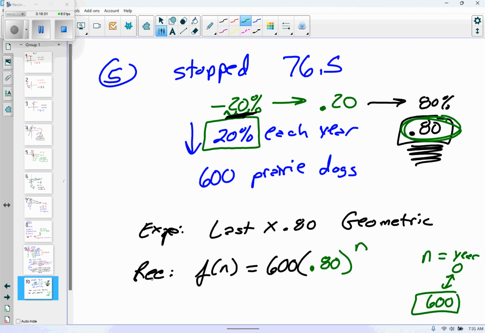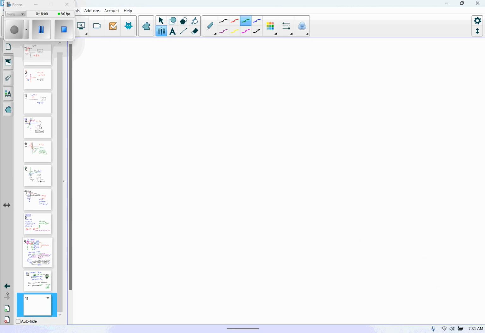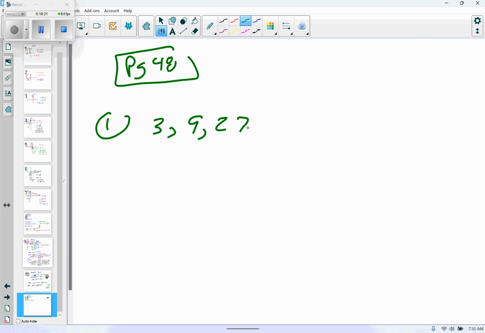Okay. So I think we can move on. And what I would like you to work on, or let's take a look at page 48. So problem number 1, we have 3, 9, 27, blank, 243, blank.